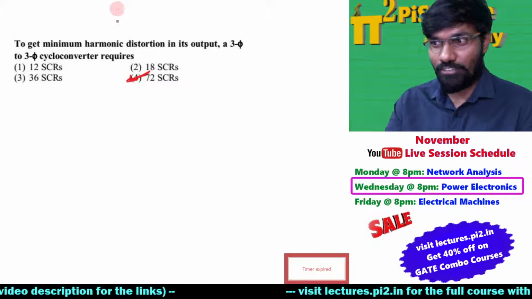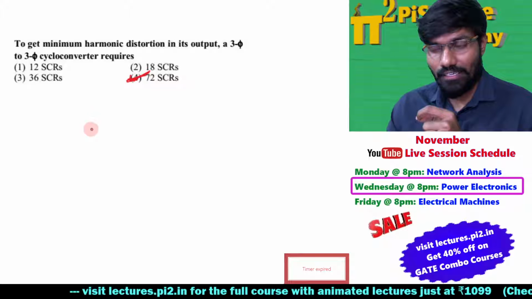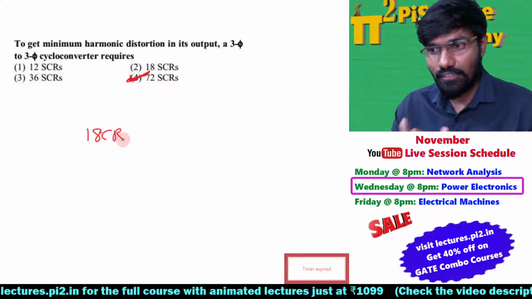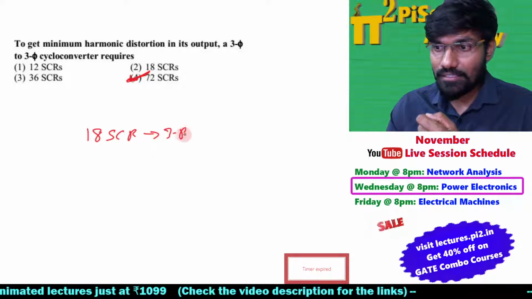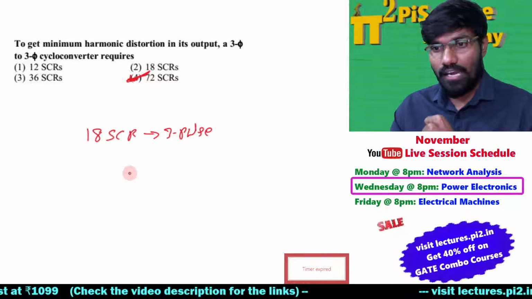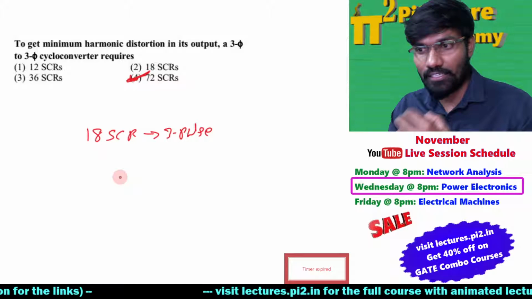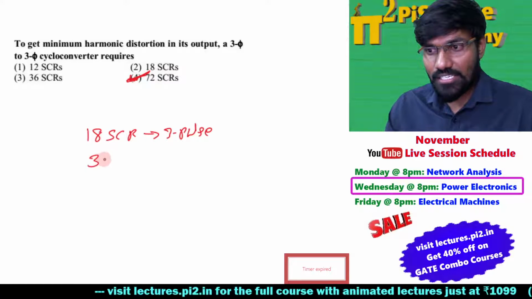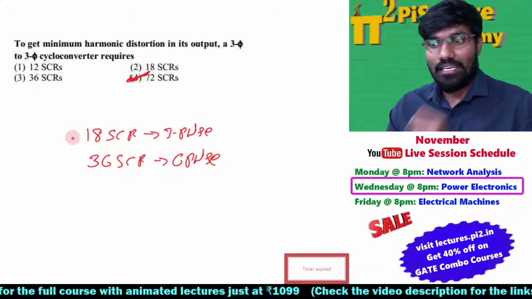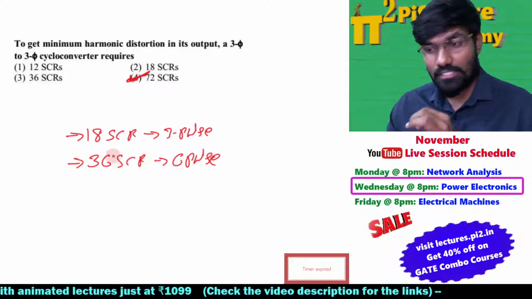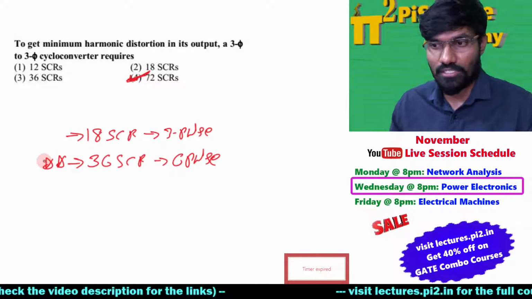Now careful here. In the case of a 3-phase to 3-phase cycloconverter, normally 18 SCRs are used if it is a 3-pulse cycloconverter, and when you are increasing more and more pulses, the harmonic content will be less. Next, 36 SCRs, that would be a 6-pulse cycloconverter. This is rather most popularly used in industries for drives applications, VBF control applications.